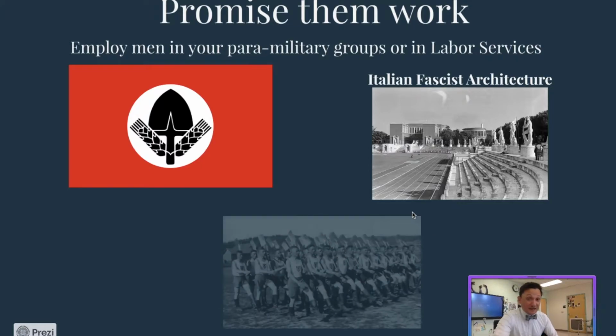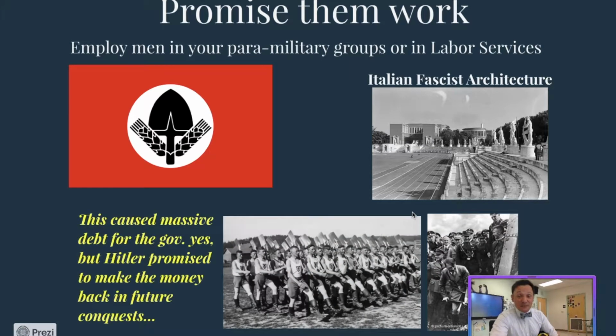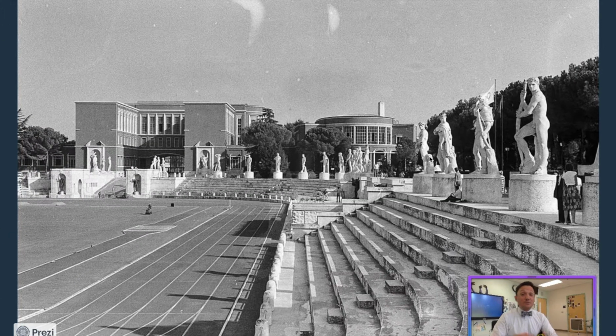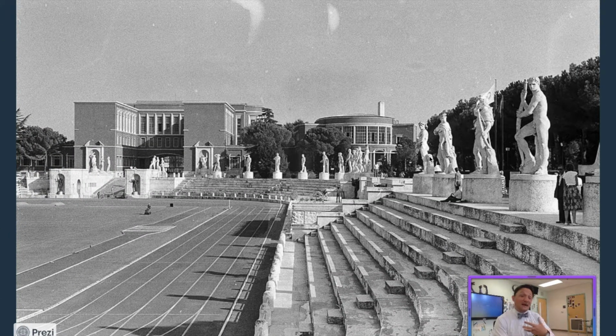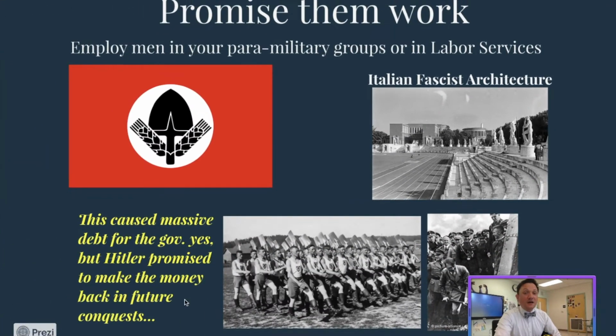So this created the actual Nazi labor forces, the fascist labor forces, and this right here, you can see that Mussolini created a huge amount of Italian fascist architecture that resembled ancient Rome and things like that. This is a reconstruction of an Olympic rink, of an actual Olympic competitive ring. This right here is the spade of the Nazi workforce.